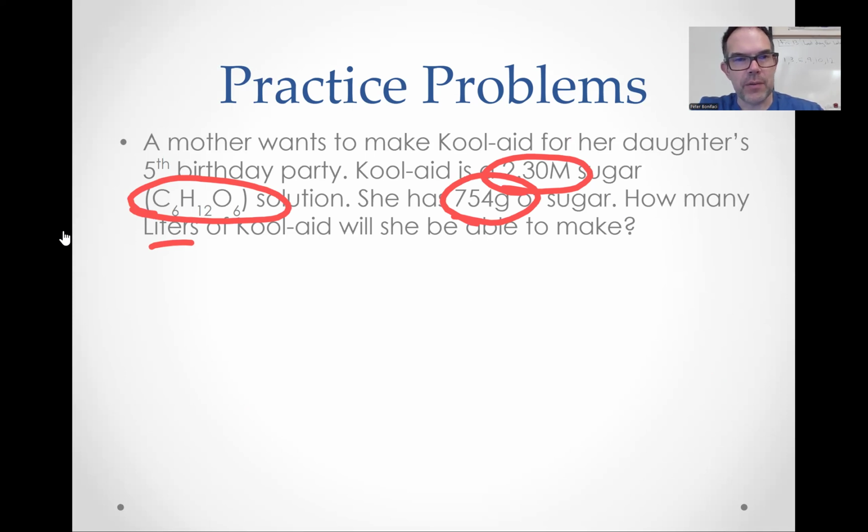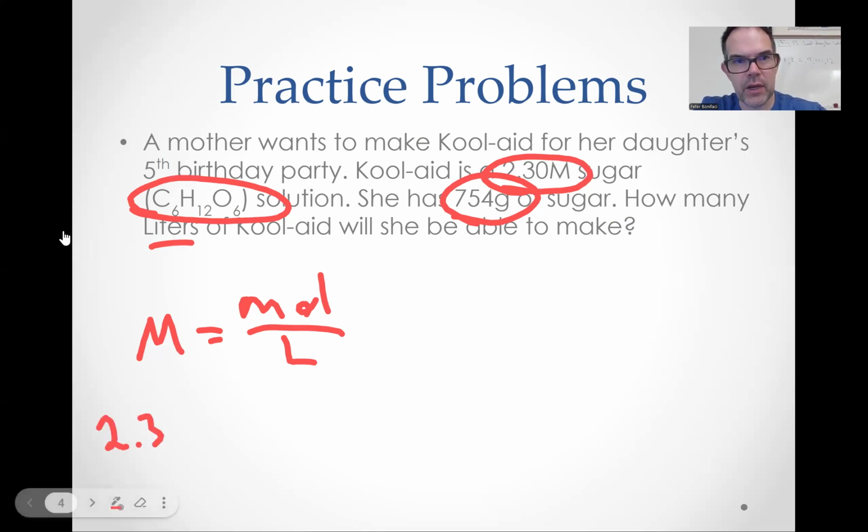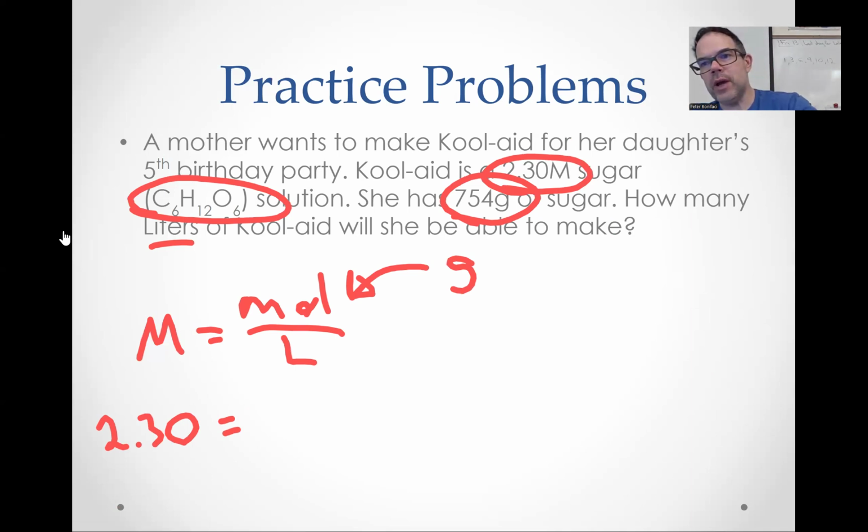So let's go over a couple things. Remember, molarity is equal to moles over liters. What do we have right now? We have the molarity, it's 2.30. We do not have moles yet. We want to find liters. So how do we get to moles? Well, we get to moles from grams. Remember, if you want to go from grams to moles, you have to divide by the molar mass.